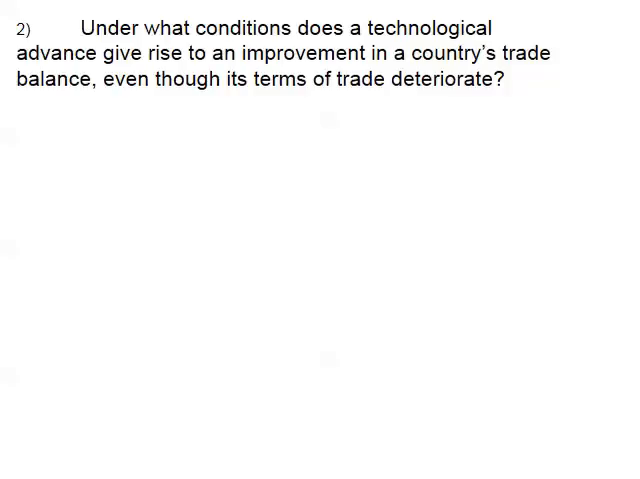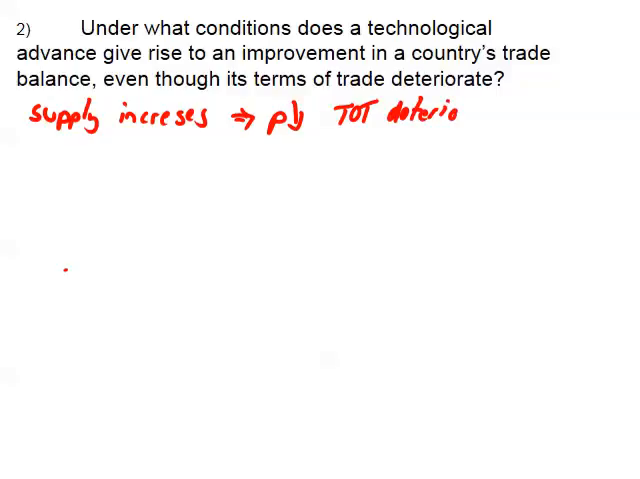Under what conditions does a technological advance give rise to an improvement in a country's trade balance, even though its terms of trade deteriorate? Okay, so let's look at technological advance. So we know that supply increases, and so we know that price goes down, and so we know that terms of trade deteriorate if you're exporting those goods.